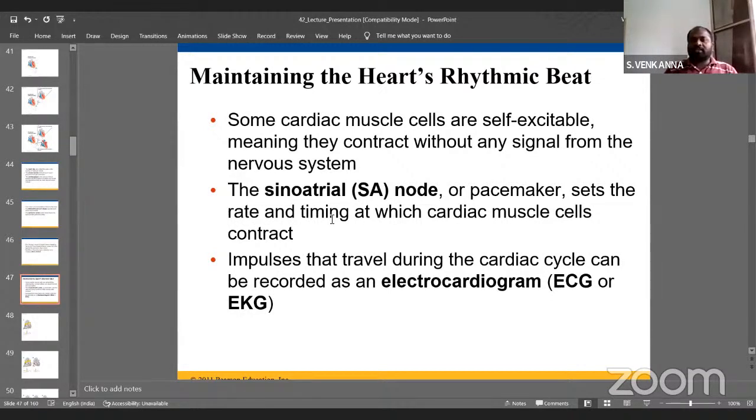Some cardiac muscle cells are self-excitable, meaning they contract without any signal from the nervous system. The heart's function is influenced by the central nervous system, but these cells contract without any signal from it. The sinoatrial nodes are pacemakers that set the rate and timing at which cardiac muscle cells contract. Impulses that travel during the cardiac cycle can be recorded as an electrocardiogram, named ECG or EKG.